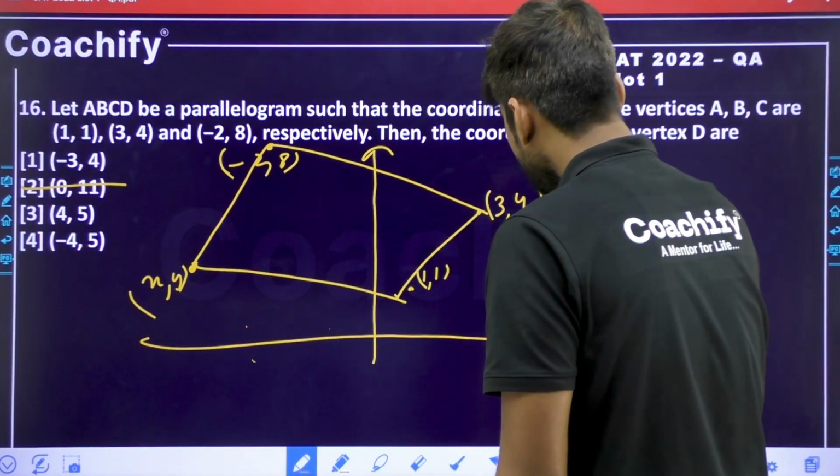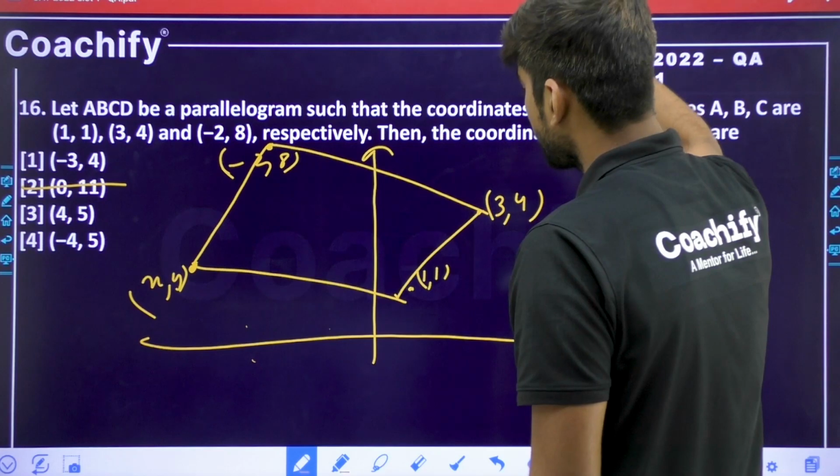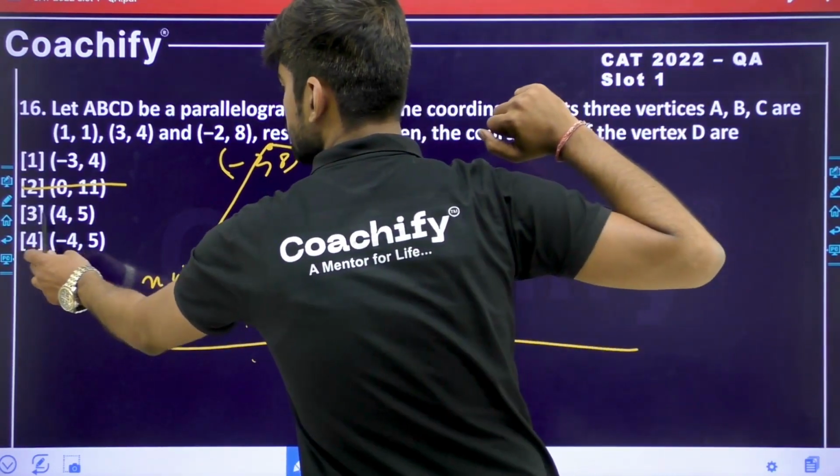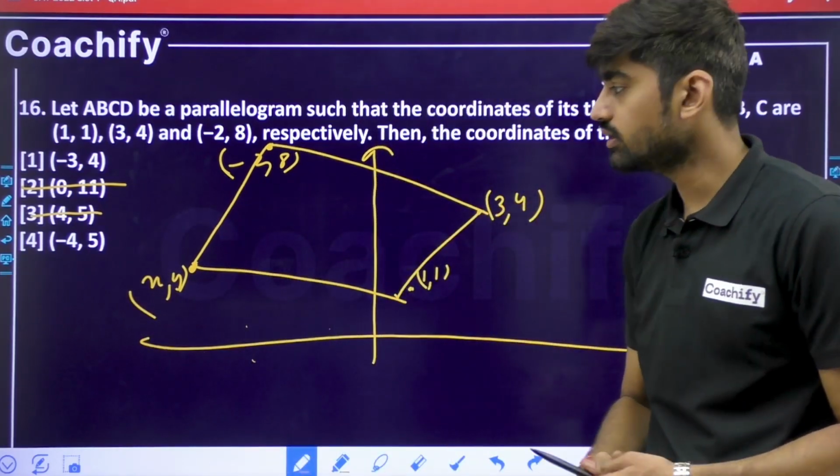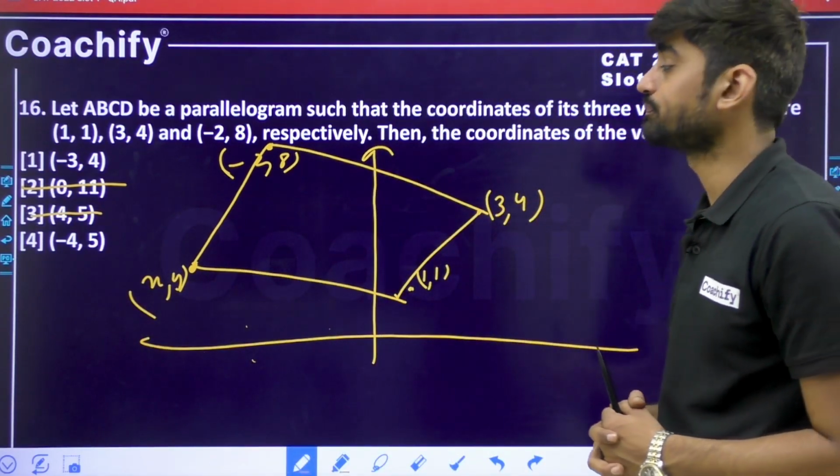4, 5, which will again be in the first quadrant somewhere here. So this also gets ruled out. Now I am having two possibilities. Either my answer is option 1 or my answer is option 4.